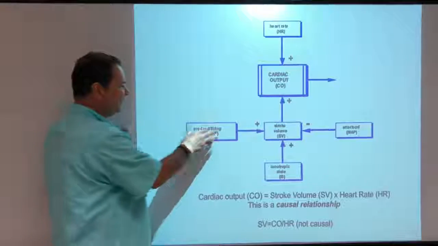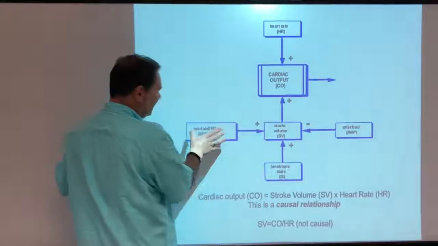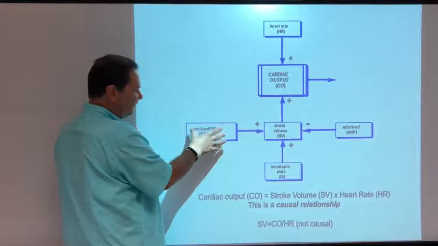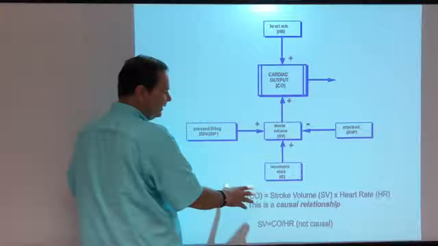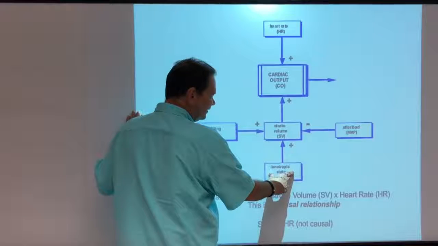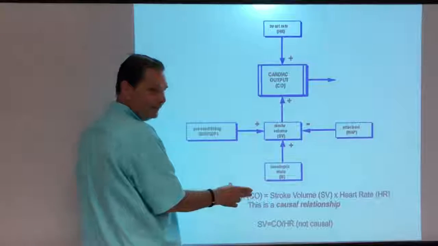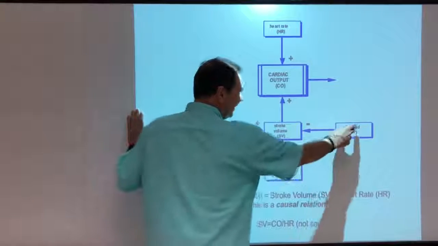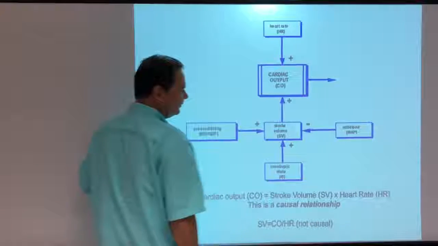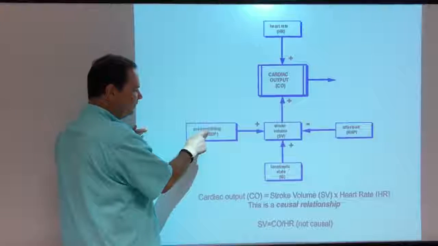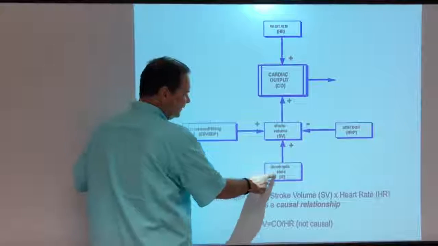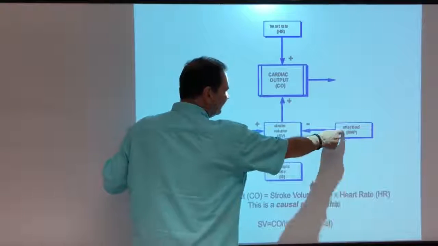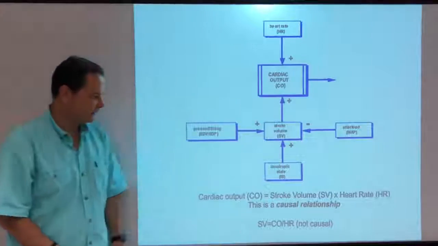Note that there are three things that change the stroke volume. The preload, or the filling, and this is related to our Frank-Starling relationship. The inotropic state, or the contractility, related to the inotropic state or contractility of the cardiac muscle, and the afterload, related to the afterload on our cardiac muscle. An increase in this increases stroke volume, an increase in this increases stroke volume, an increase in this decreases stroke volume, okay?